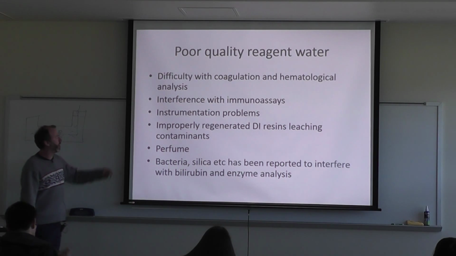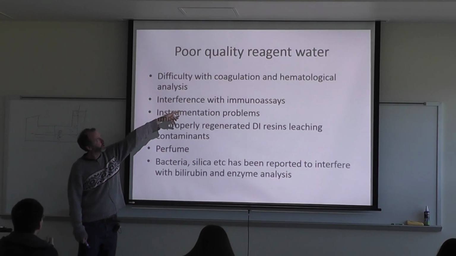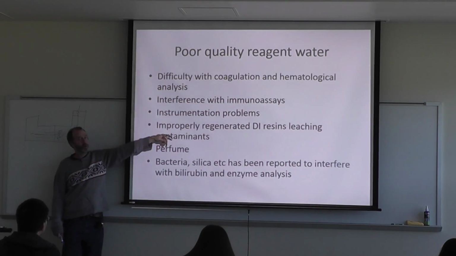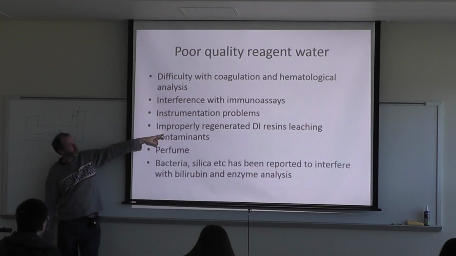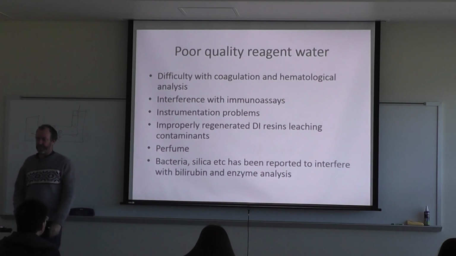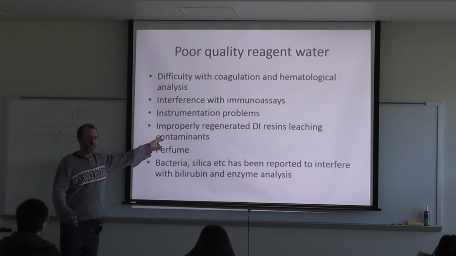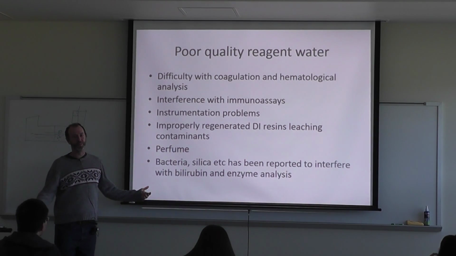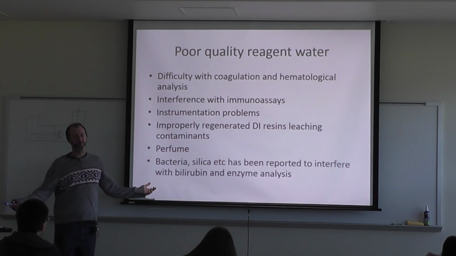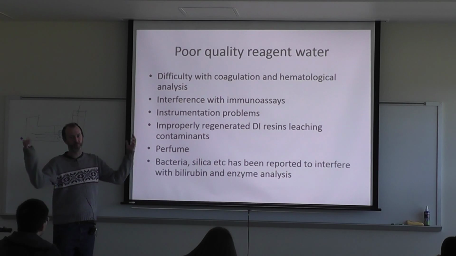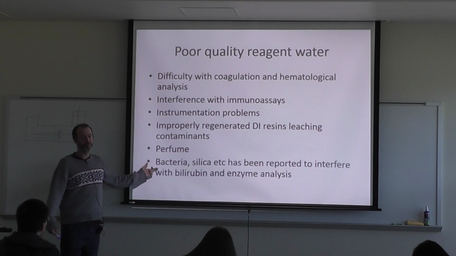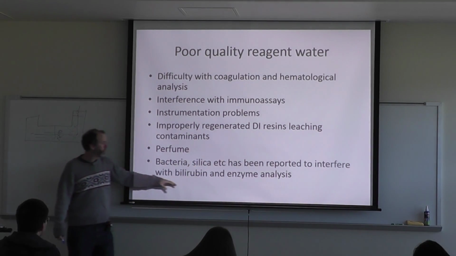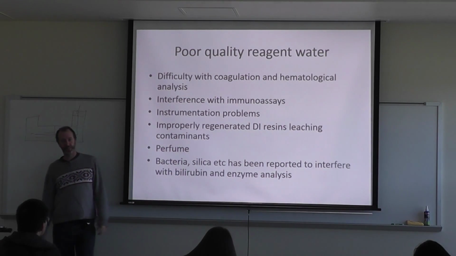Poor quality reagent water could cause difficulty with coagulation and hematological analysis. It can interfere with immunoassays and cause instrumentation problems. Improperly regenerated DI resins can leach contaminants. Perfume can be a problem in the lab, right? Because perfumes are basically low boiling point organics that are vaporized, and they'll be absorbed by certain waters and can interfere with certain assays also. Bacteria and silica have all been reported to interfere with bilirubin and enzyme analysis.